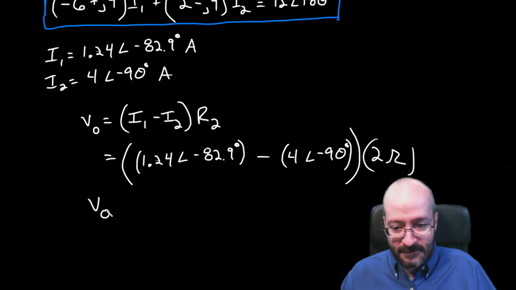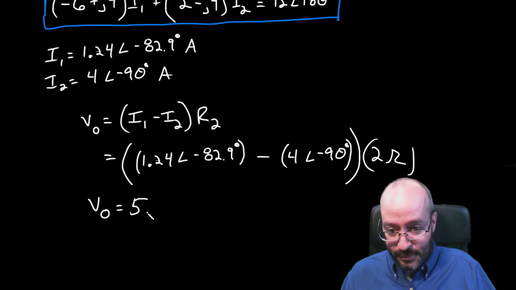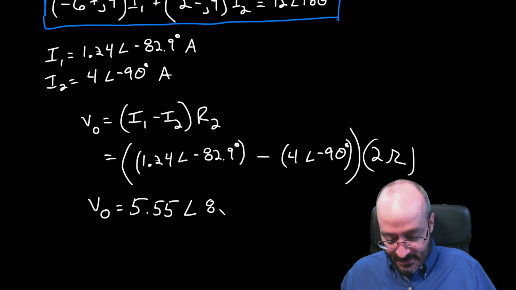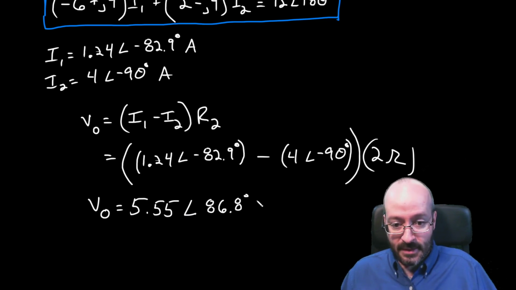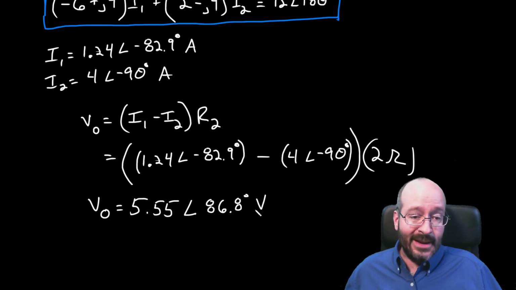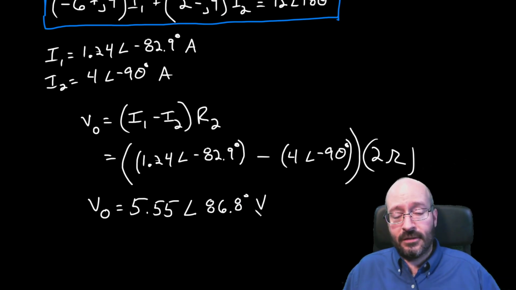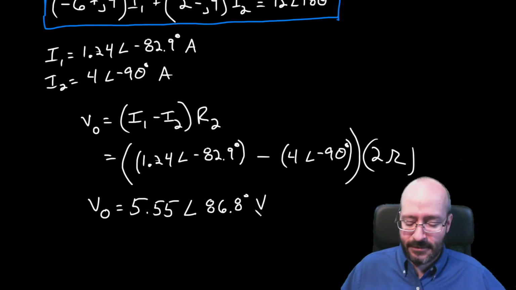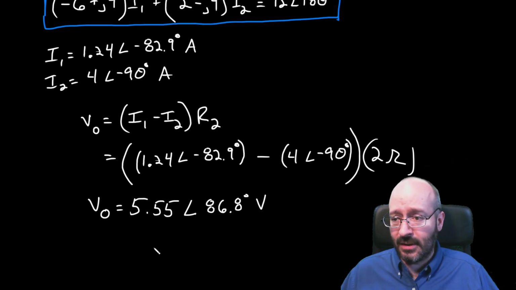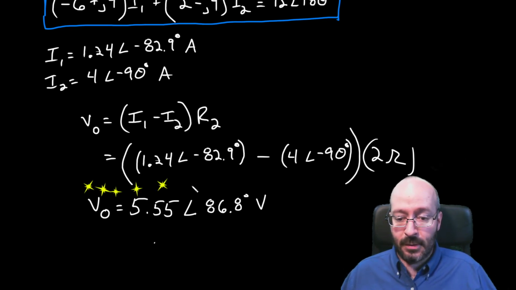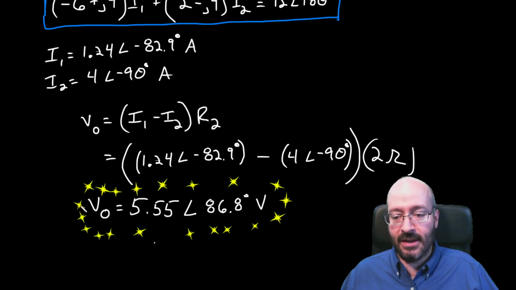Okay, so I find that V out is 5.55 at an angle of 86.8 degrees, and that's in volts. That's the best I can do. We started in the phasor domain. We got to end in the phasor domain. We can't move back to the time domain because we don't know the frequency. Okay, but if that's what was asked for, that's how you get it.